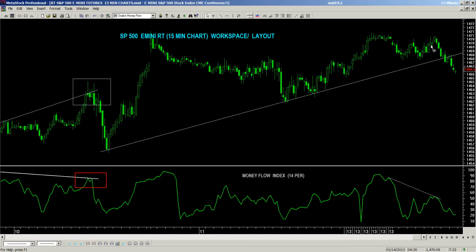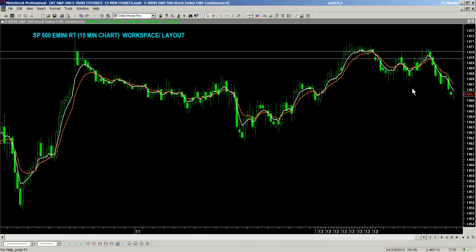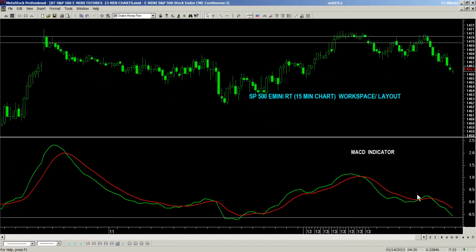Price highs here, lower high, indicator high, much lower indicator level as compared to this. Excellent setup on the 15-minute charts and the money flow index. EMAs crossed way back here again, 5:45 a.m. bar. MACD here, 6 a.m.